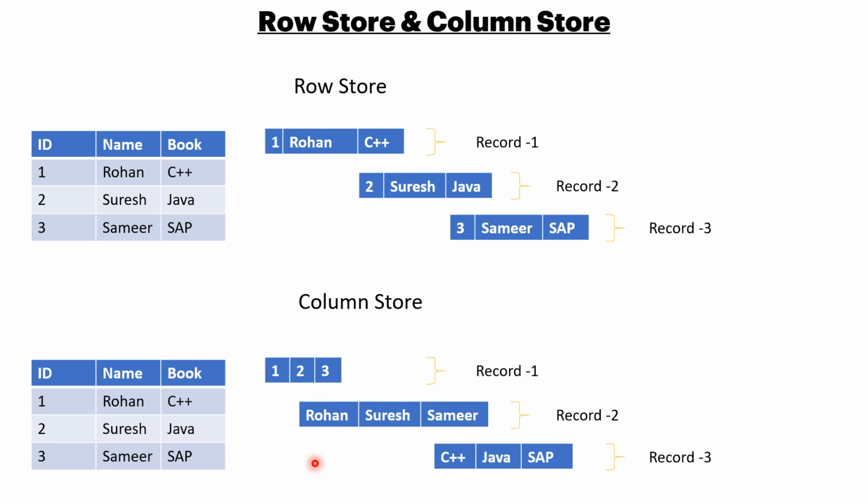Not all the columns are needed. So the execution time reduces drastically when we have column store. I hope this explanation of row and column store is good enough for you.